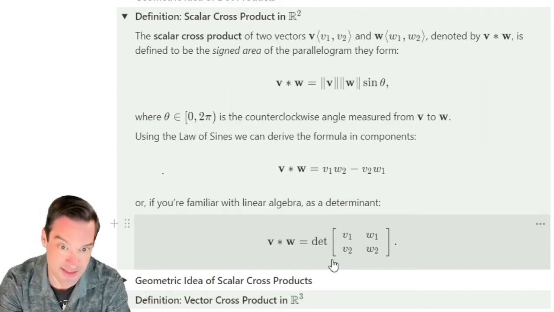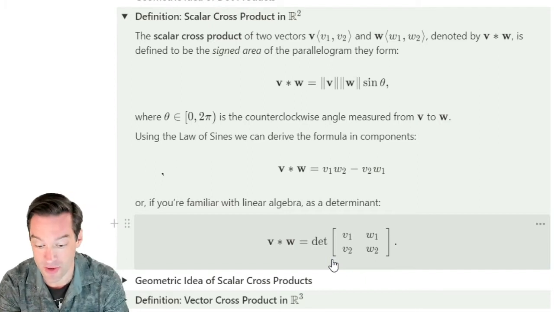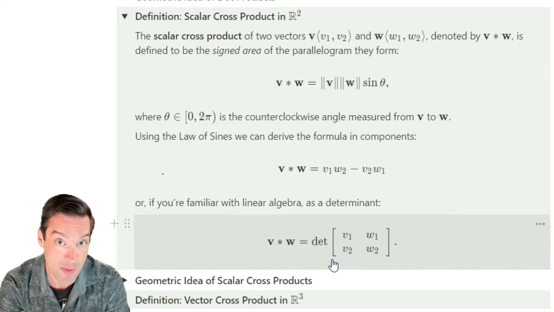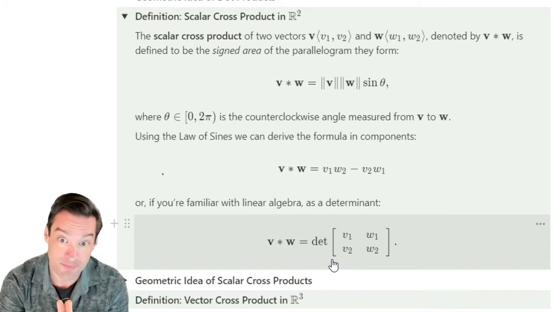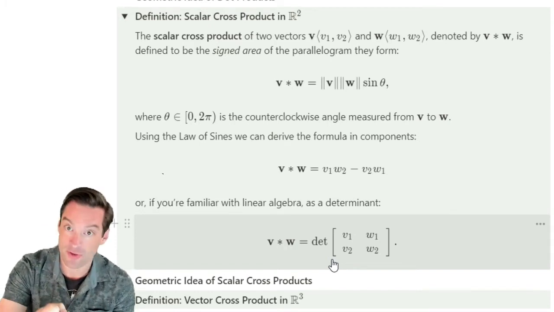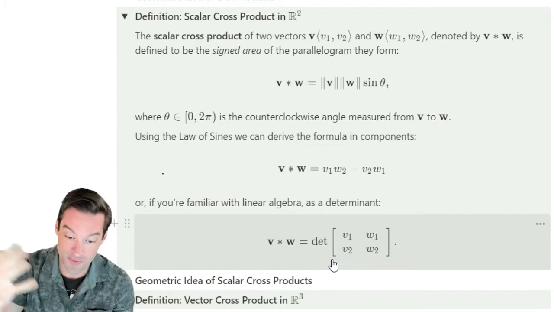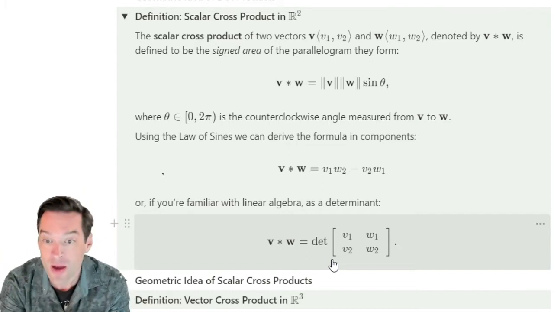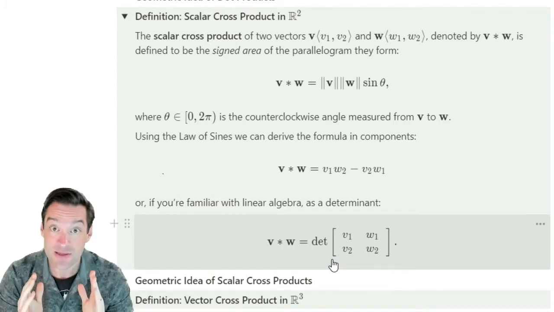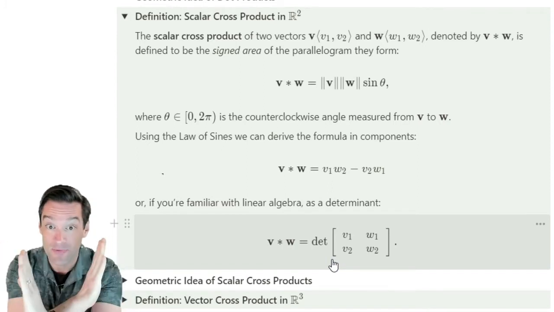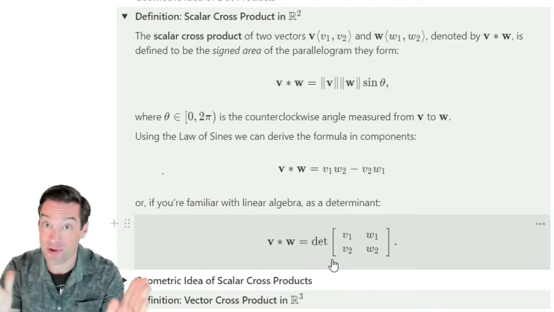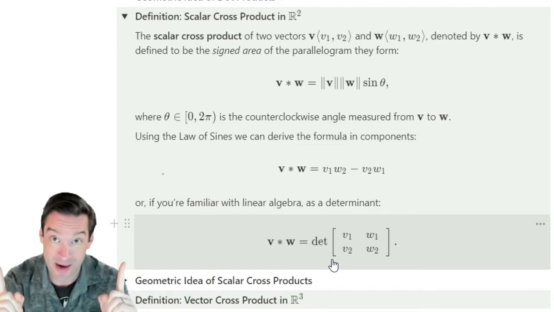And casting it as a determinant is actually what gives all of the cross products, any cross product that we can talk about, its important algebraic properties. Those include linearity. So if I take a vector that's twice as long, then the cross product is going to be twice as large because the parallelogram is twice as much area. And it's also anti-symmetric. Right? If I swap v with w, the dot product doesn't care. The dot product was symmetric. The cross product, meanwhile, is anti-symmetric.